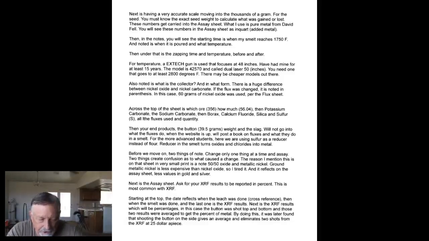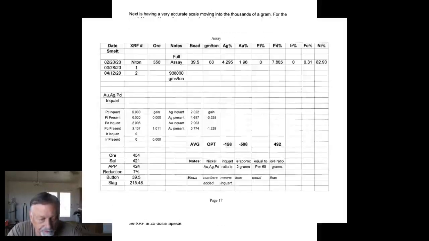Next is the assay sheet. Ask for your XRF results to be reported in percent. This is most common with XRF. Starting at the top, the date reflects when the leach was done, then when the smelt was done, and the last one is the XRF results. Next is the XRF results, which will be in percentages. In this case, the button was shot top and bottom, and those two results were averaged to get a percent of metal. By doing this, it was later found that shooting the button on the side gives an average and eliminates two shots from the XRF, which costs me 25 bucks a piece.